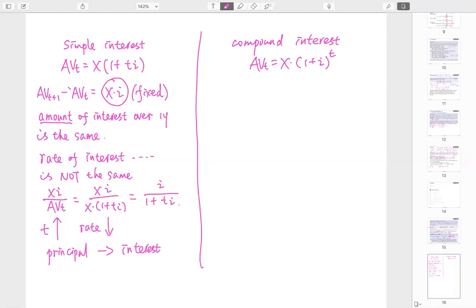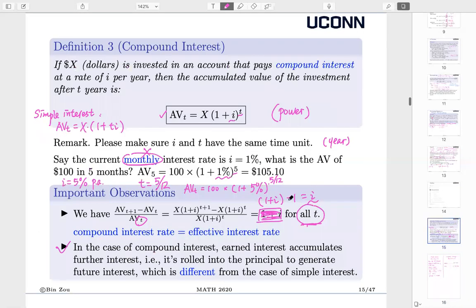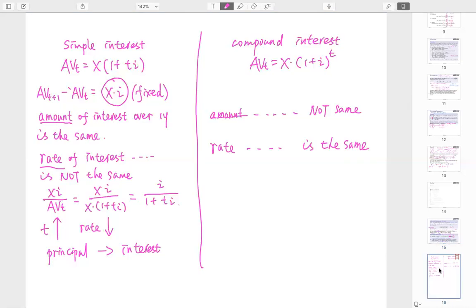Okay, but now we already did. If we do a side-by-side comparison, we know this amount, so let me emphasize, is not the same over all t. However, the rate is the same. Okay, the reason why the rate is the same, we already proved in this very easy formula. So the rate is the same I, right? So rate is the same I, but amount is not the same, right?